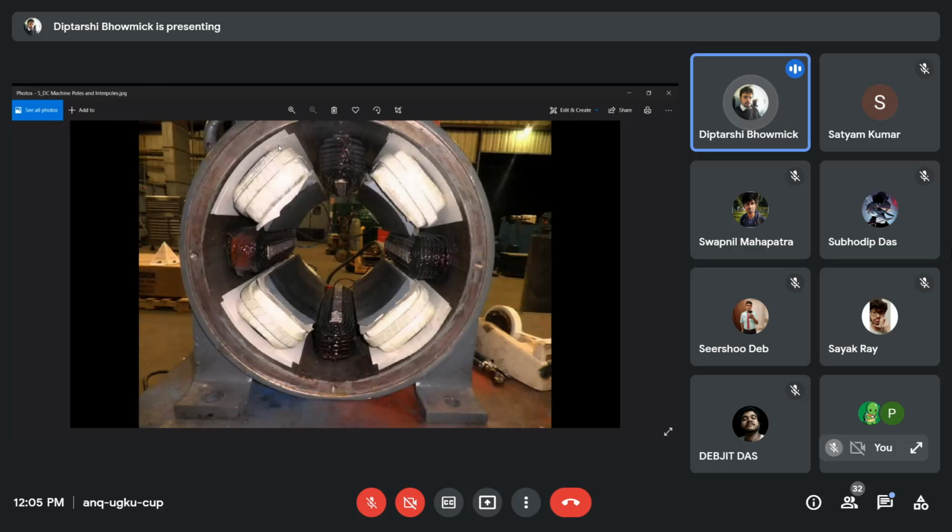So that's why the series field always has a thicker wire and a small number of turns, and the shunt field always has a thin conductor and a higher number of turns. Clear? So in this way, just by observing the field coils, you can distinguish whether the machine is a series machine, a shunt machine, or a compound machine. Clear?